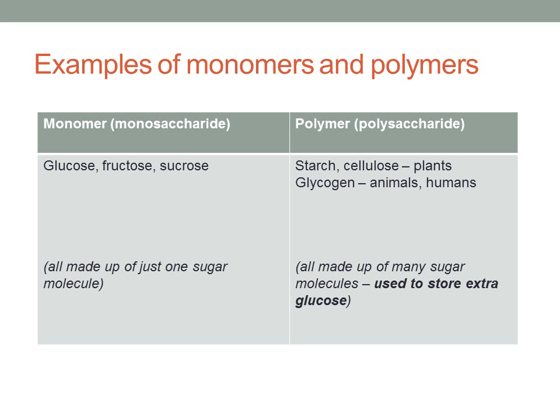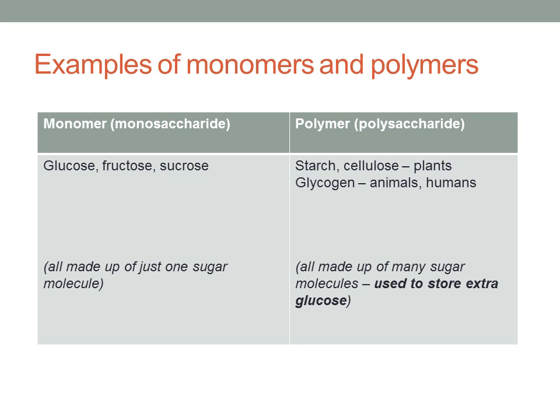Some examples of polymers or polysaccharides would be things like starch and cellulose in plants and glycogen in animals and humans. The cool thing about starch, cellulose, and glycogen is that they are all made up of glucose. Glucose is just 1 sugar molecule, but starch might have thousands of glucose molecules put together, similar to our brick with a brick wall, right? If we put a lot of glucose molecules together, we can make things like starch, cellulose, or glycogen. Starch and cellulose are found in plants, and glycogen is found in animals and humans.